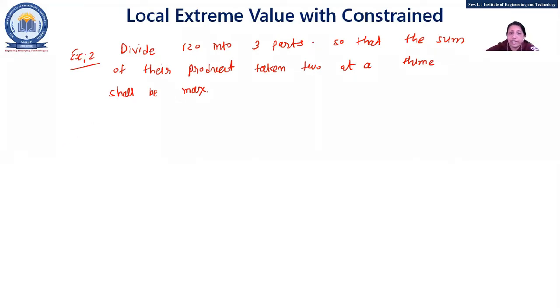Fine. Divide 120 into 3 parts. That means 120 is the one number and you have to divide it into 3 parts, so that the sum of their product taken 2 at a time shall be maximum. That means what? Suppose we assume 3 numbers. Which 3 numbers? X, Y and Z, so that the total is 120. So we can write this.